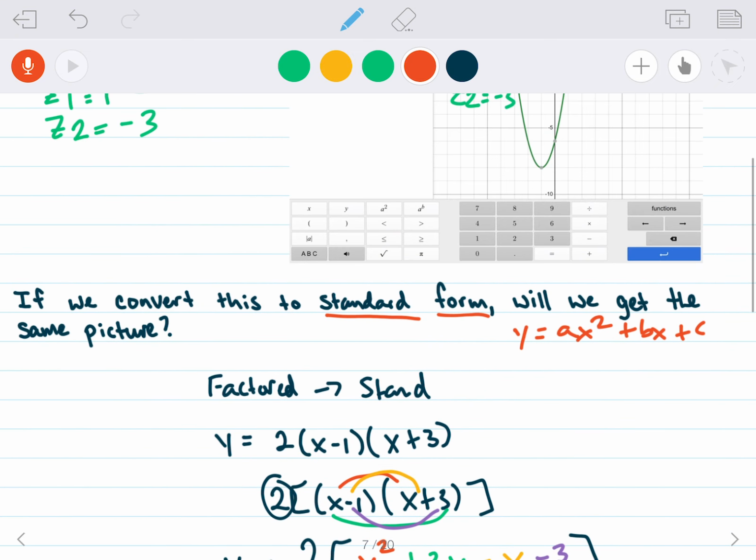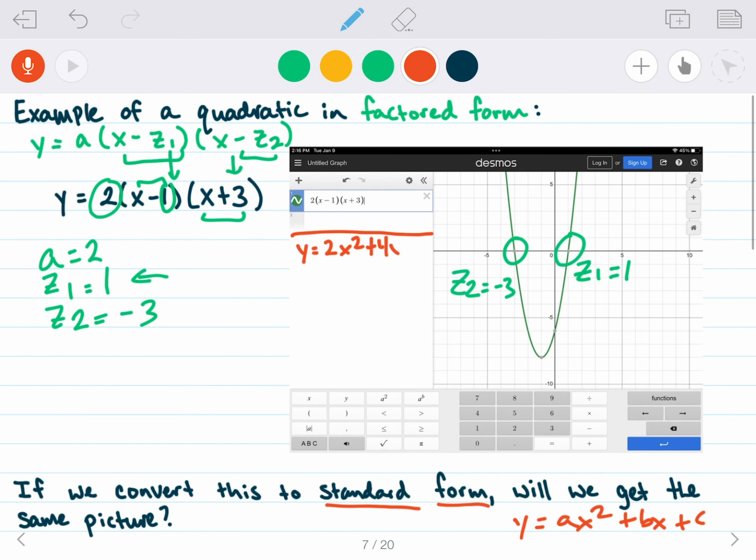y equals 2x squared plus 4x minus 6. If you were to put this in Desmos, it would be completely overlaid. It would be the same exact picture, but now we have a new insight. The new insight is this negative 6, and we can see it right here. So that's going to be our c. The other insight we talked about is that it opens upward because a is 2, but we can also see a in factored form. Anyway, that was that example.